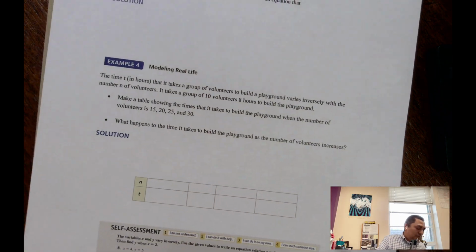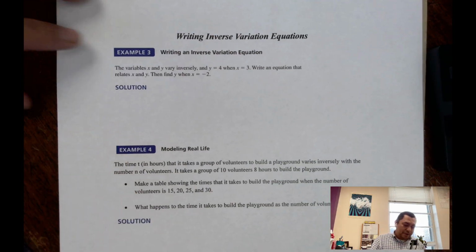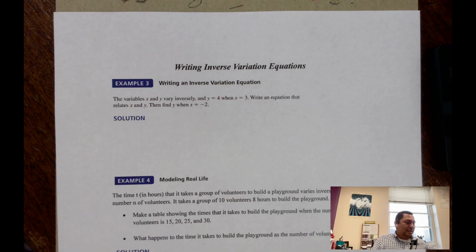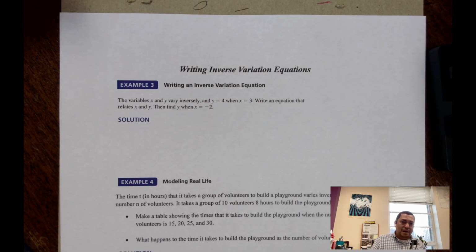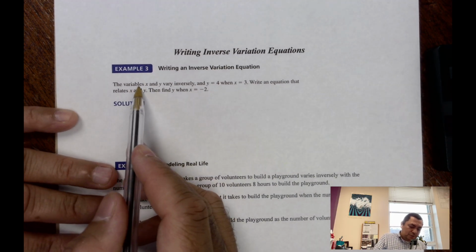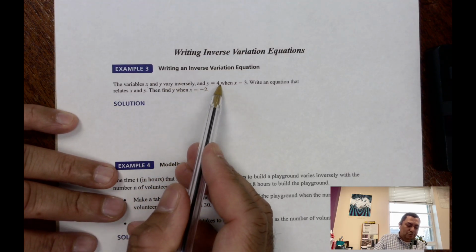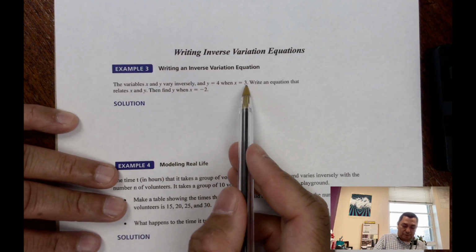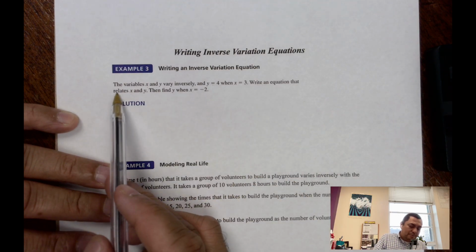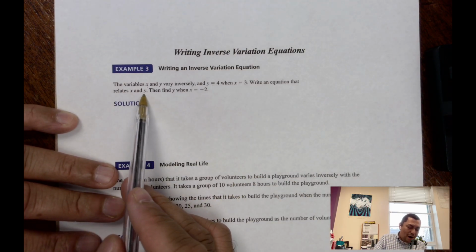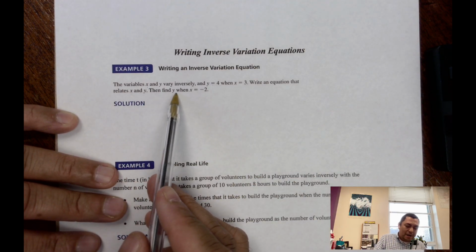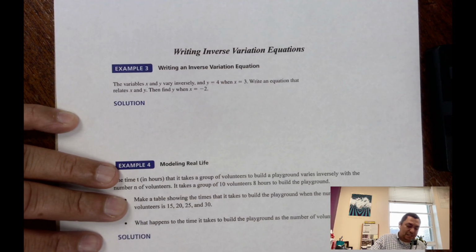So we're going to example number 3. In this case, I have the variables x and y vary inversely and y equals 4 when x equals 3. Write an equation that relates x and y. Then find y when x equals negative 2.